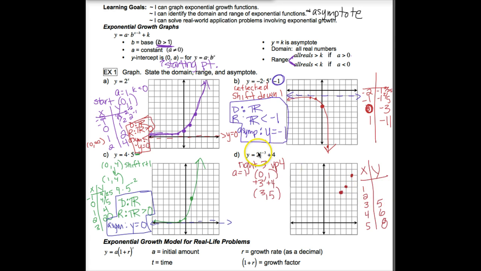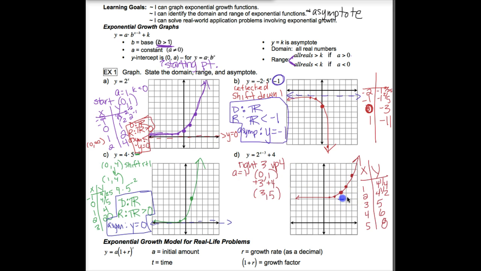Then when x is 2, 2 minus 3 is -1. 2 to the -1st is 1/2. So this gives me plus 4 is 4.5. So 2, 4.5. And then when I plug in 1, 1 minus 3 is -2. This gives me 4 1/4. So very small. You can see if you continued it, it gets so close to that line, but it's never going to touch it because that is my asymptote.